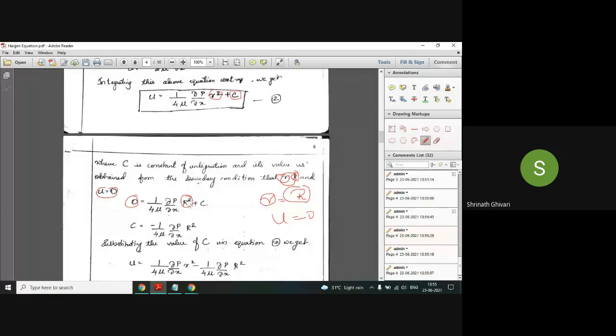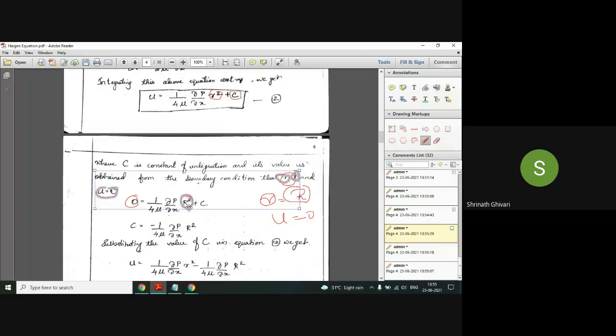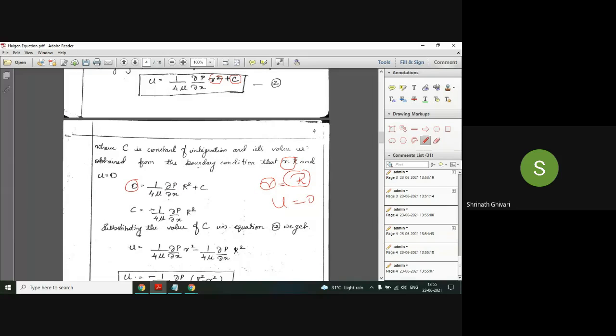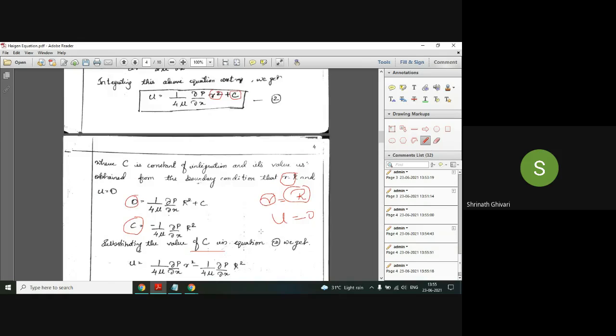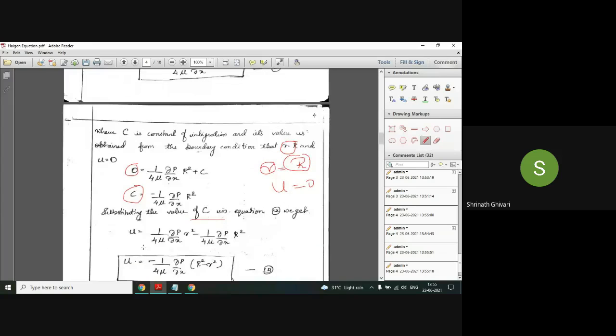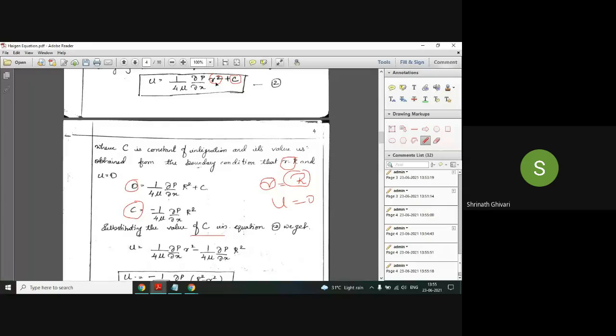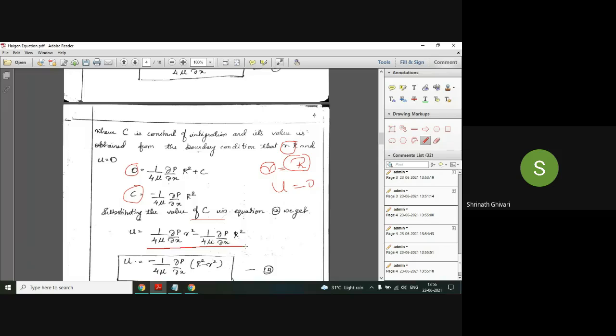Okay. Next. So c equal to minus 1 by 4 mu dou p by dou x R square. Okay, this is the equation for what we got for c. Now substitute this value of c in equation 2. So when we substitute, it will be 1 by 4 mu dou p by dou x r square plus bracket of minus 1 by 4 mu dou p by dou x into R square. So when I remove the bracket, it will be like this. So 1 by 4 mu dou p by dou x into r square minus 1 by 4 mu dou p by dou x R square.